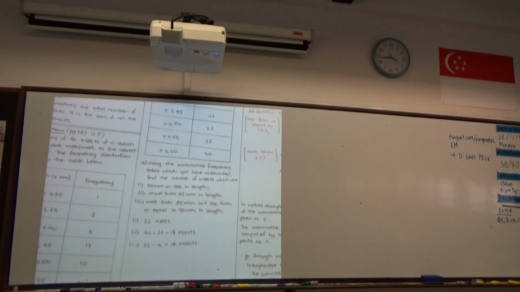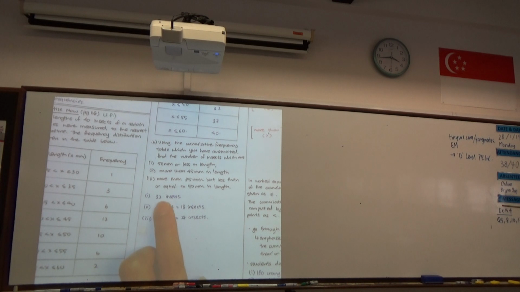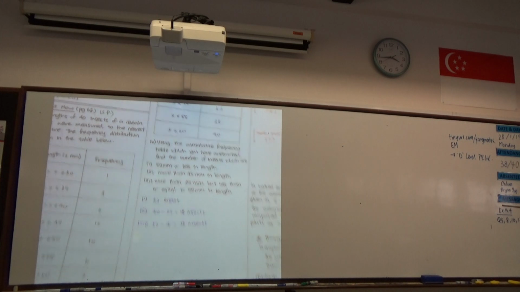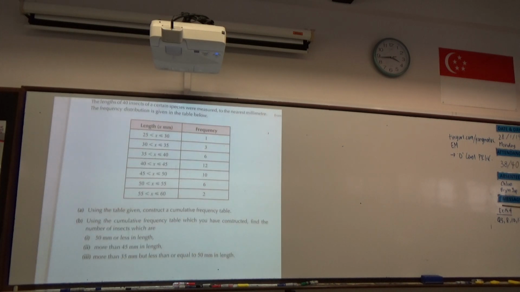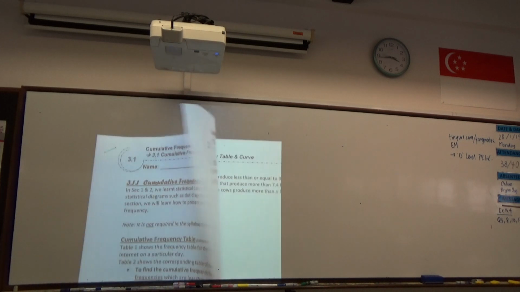Alright. So part B, finding the number of insects for the respective situations. You should get 32 insects, 18, and then 28. Any questions? Right. Let's move on. We'll move on to page 2 of our worksheet.